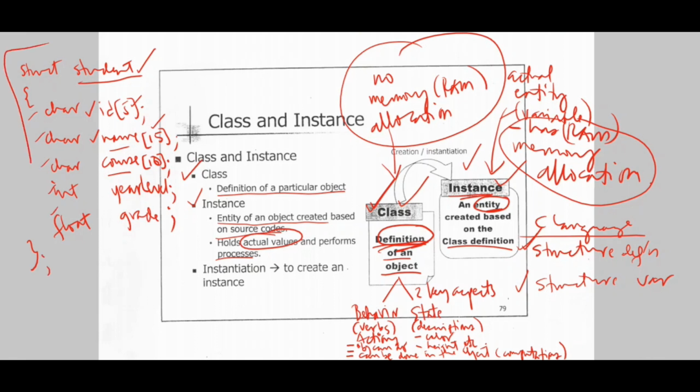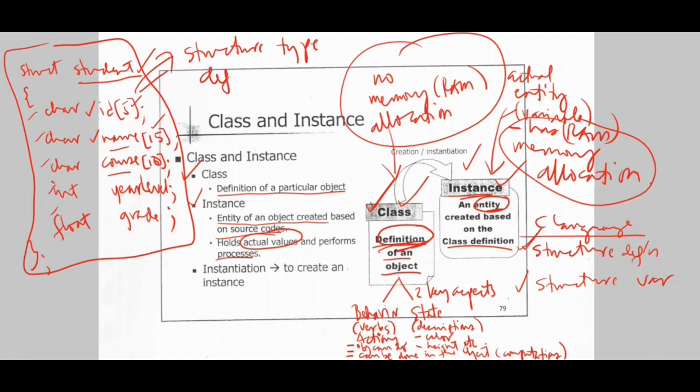So we call this a structure type definition or declaration. Now, the structure type name is student. It is a type name. The structure type name student has no memory allocation because it is simply a definition. It is not an actual variable that occupies memory space.